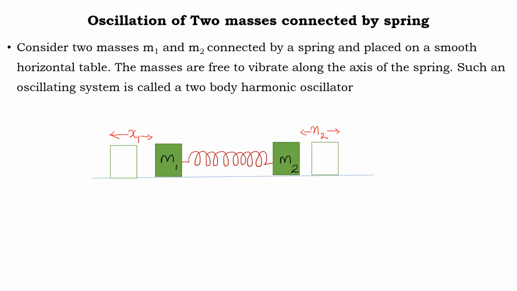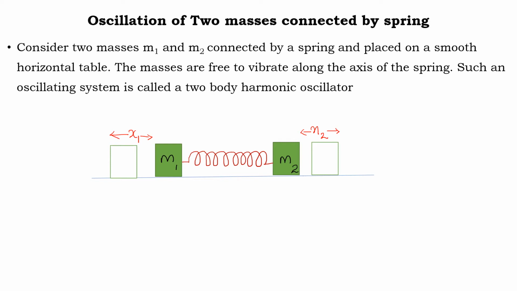Dear students, today we are going to study an expression for the period of oscillation of two masses connected by a spring. In the last class we have studied the expression for the period of oscillation of a single spring mass system.